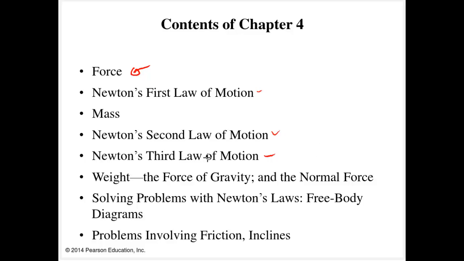I'm going to talk about 2 very important quantities, mass and weight, and make the very clear distinction that mass and weight are very different things. We're going to learn about drawing some free body diagrams, a very important skill to have, and we're going to talk about friction and motion on an incline as well, so lots to do.